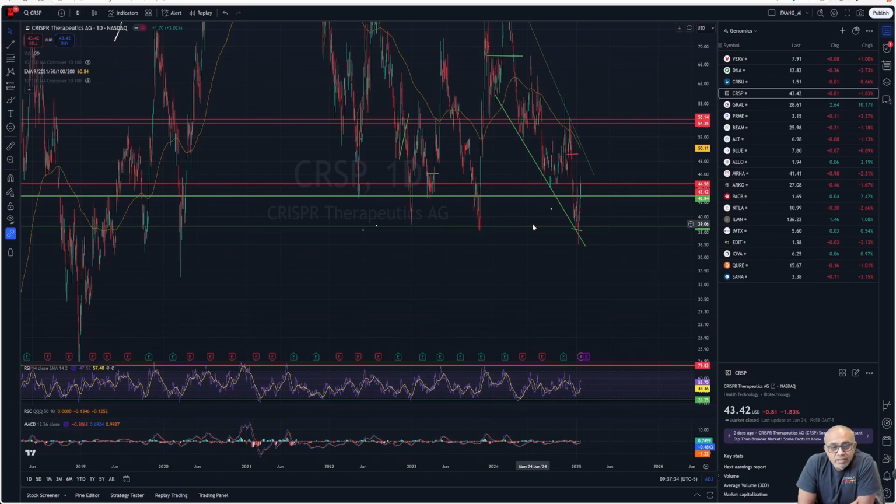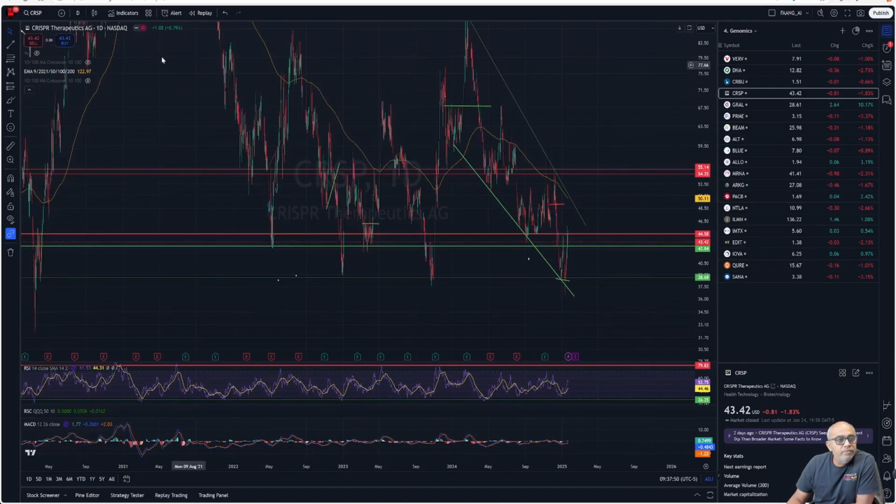So I'm thinking that this is as low as CRISPR could go in 2025, and we are only going to move upwards going forward from here, or maybe consolidate sideways until maybe end of March, and then start moving upwards again. That's what I'm hoping based on these trends that I'm seeing here.